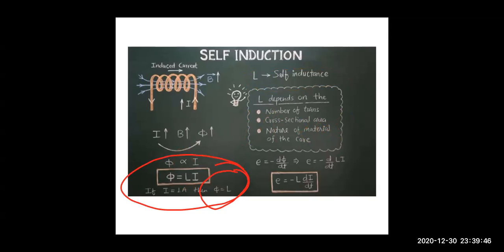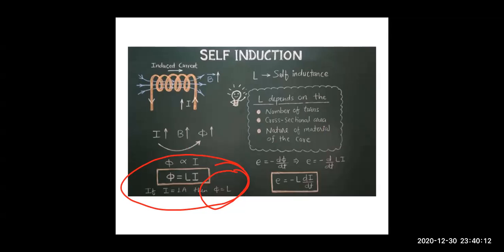So children, here comes the definition of self-inductance. You can use this as the definition: if 1 ampere current flows through a coil, then the self-inductance L is equal to the magnitude of magnetic flux linked with the coil, right children?